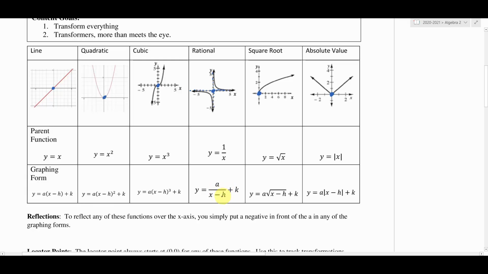The h is going to go in the denominator with the x. And a big mistake that students tend to make with this one is they put that plus k in the bottom of the fraction. It's actually separate from the fraction. Okay, so don't make that mistake.